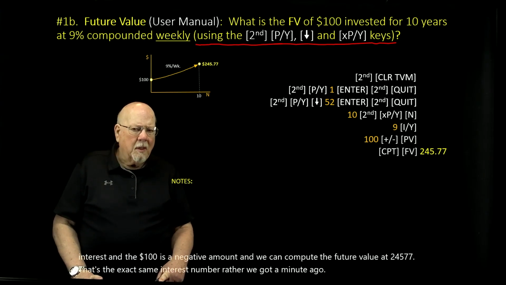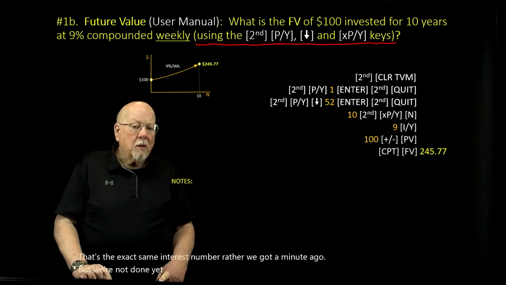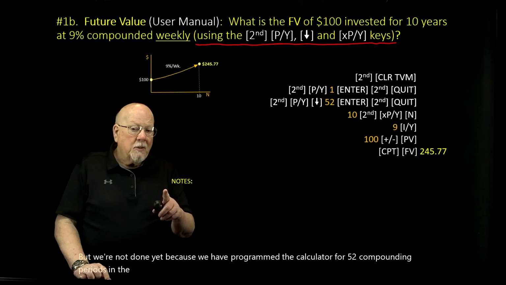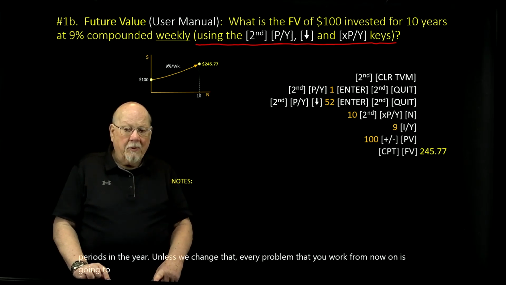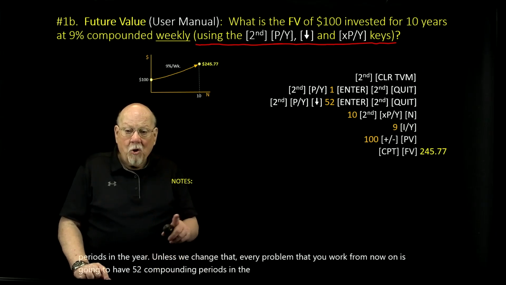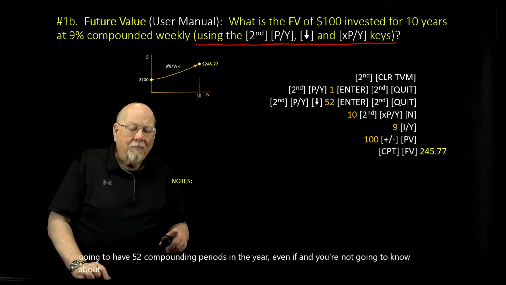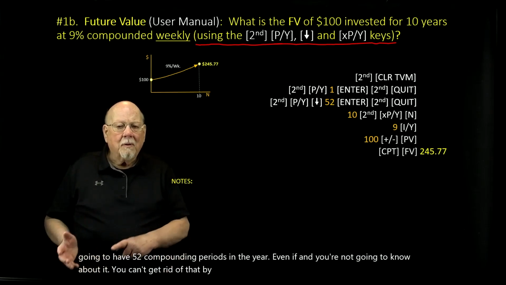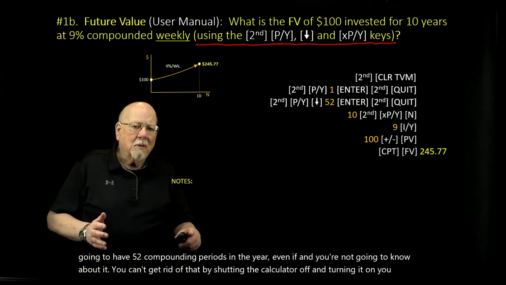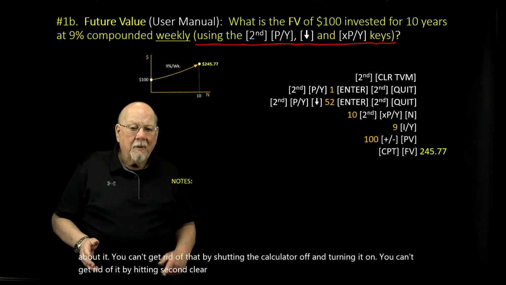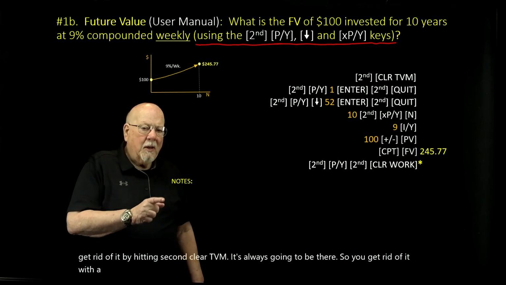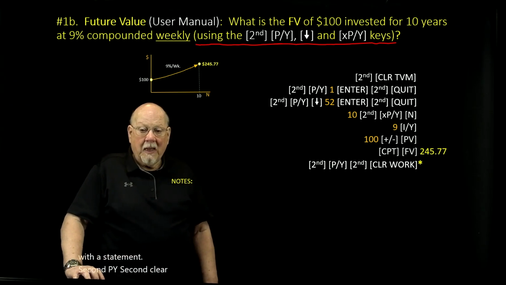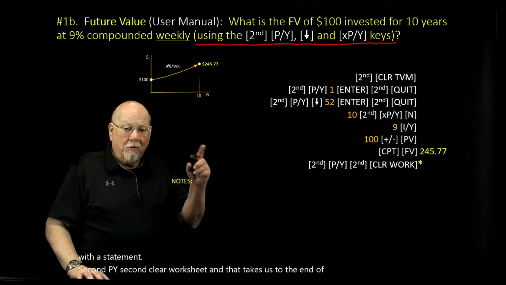But we're not done yet, because we have programmed the calculator for 52 compounding periods in the year. Unless we change that, every problem that you work from now on is going to have 52 compounding periods in the year, and you're not going to know about it. You can't get rid of that by shutting the calculator off and turning it on. You can't get rid of it by hitting second clear TVM. It's always going to be there. So you get rid of it with a statement. Second PY, second clear worksheet, and that takes us to the end of the user manual solution.